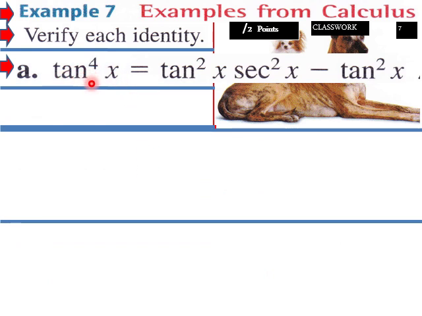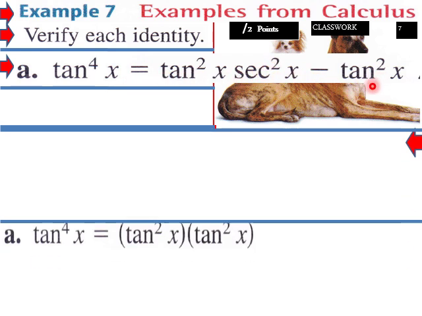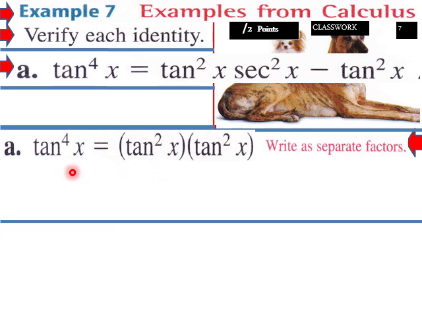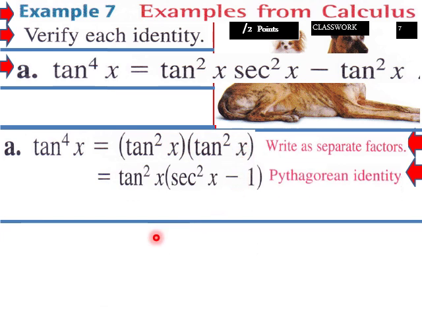Part A: tan to the 4th power x equals tan squared x secant squared x minus tan squared x. So tan to the 4th x is the same thing as tan squared x multiplied by tan squared x. Write as separate factors. And then tan squared x times secant squared x minus 1. This is a Pythagorean identity. So we have tan squared x multiplied by secant squared x minus 1.